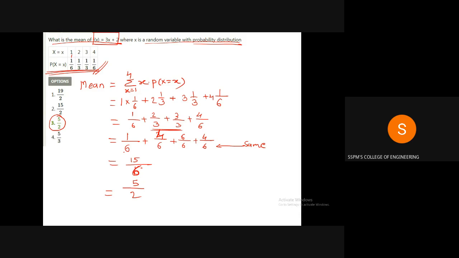Okay. Now we will solve the next question. See here what is asked: 4 into variance of x minus E of x square. The probability distribution table is given, and we have to find out 4 into variance of x minus E of x square. So how can we find that? First, we have to separately calculate variance of x and E of x square.